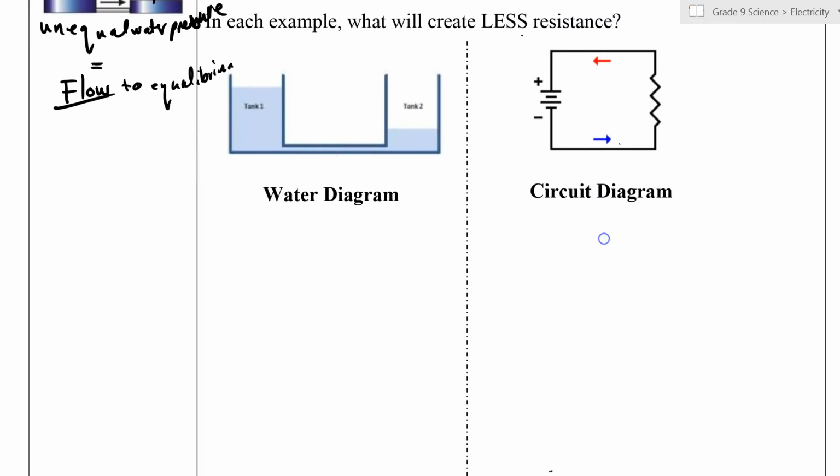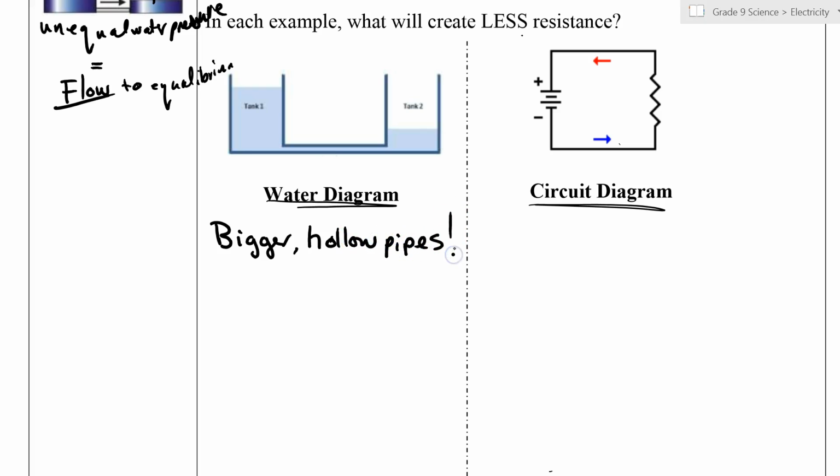So let's look at this one. In each example, which will create less resistance in our water diagram and in our circuit diagram? So here's two tanks attached with a pipe. Well, in the water diagram, to create less resistance for the water to flow into the other tank, I would say that we would have bigger hollow pipes. In the circuit diagram, that would translate into bigger wires.